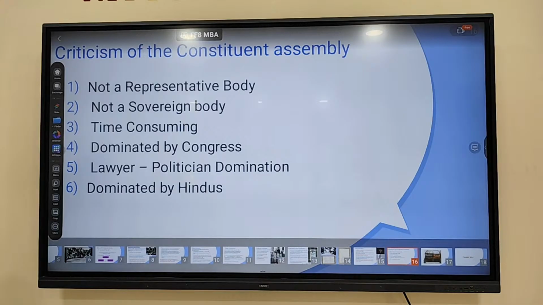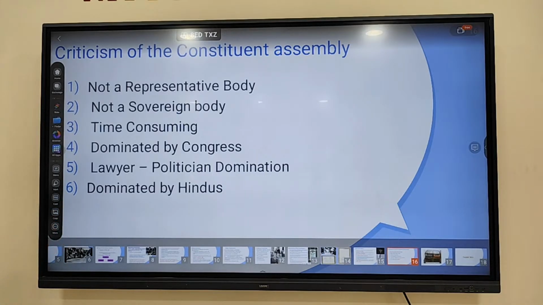Most of the Constituent Assembly members were lawyers and politicians. Who were the lawyers? Dr. B.R. Ambedkar, Jawaharlal Nehru. Then, who are the law graduates during that time? Most of them were. And most of them were politicians and lawyers.